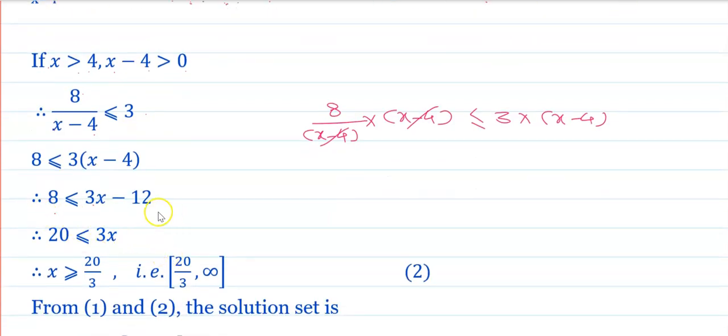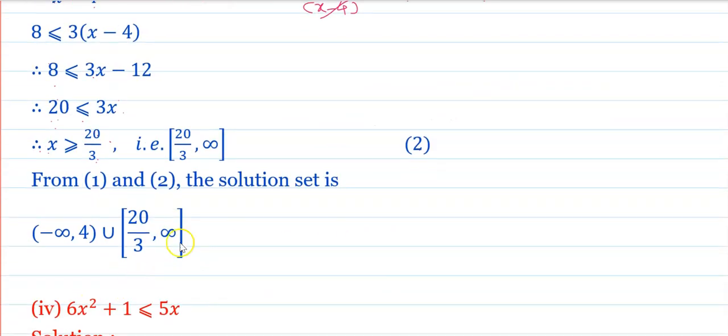Then simplify. Add plus 12 on both sides. Then 8 plus 12 you will get 20. Plus 12 minus 12 gets cancelled. 20 is less than or equal to 3x. Okay. Now divide on both sides by 3. If we divide it, then you will get 20 upon 3 is less than or equal to x upon 3. Means what? X is greater than or equal to 20 upon 3. As x is greater than 20 upon 3, means what? We must get the interval such that the numbers are greater than 20 upon 3. Therefore, 20 upon 3 to infinity, and which is closed. And this is the second one.